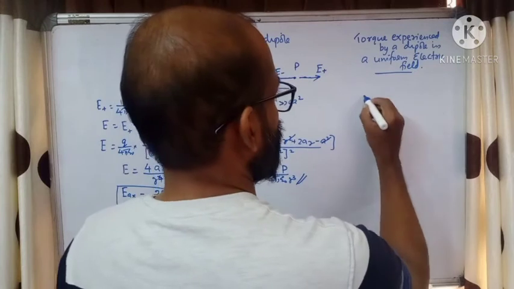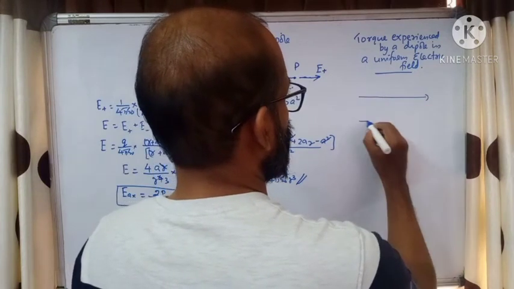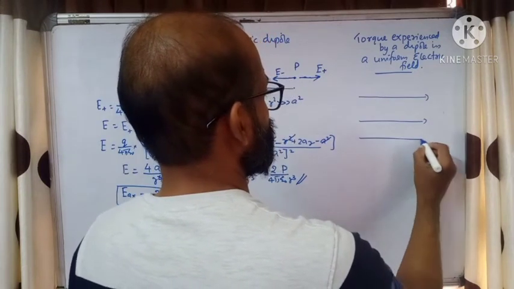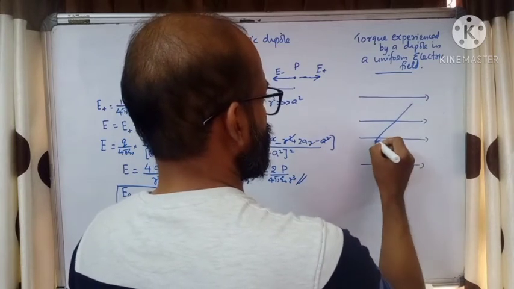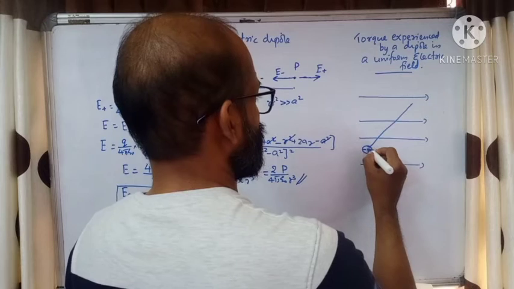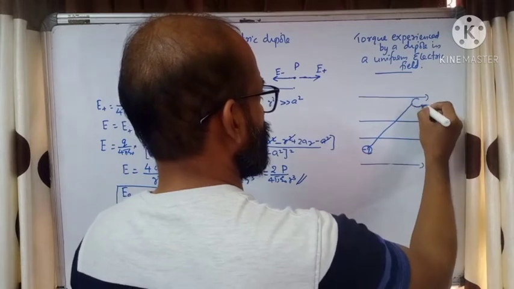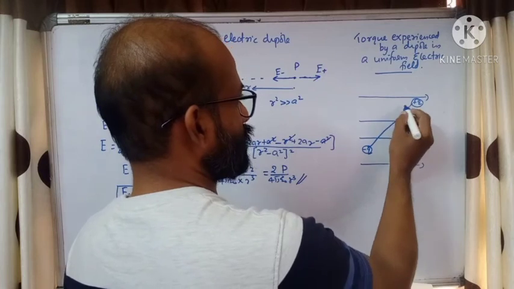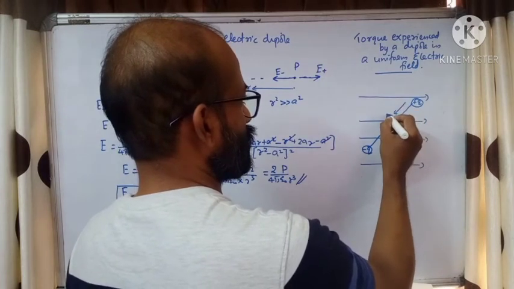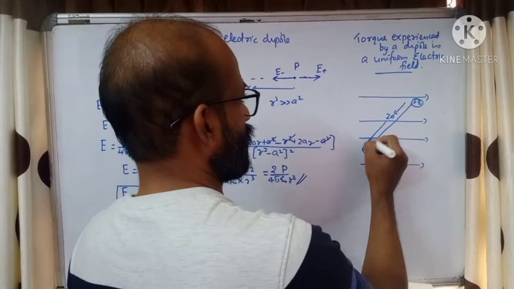Suppose we have an electric field like this. This is the direction of a uniform electric field region. I have placed a dipole like this. Here is the minus q charge, here is the plus q charge. They are separated by a very small distance. What is the distance? See, here we can mark like this: 2a is the distance, the length of the dipole.